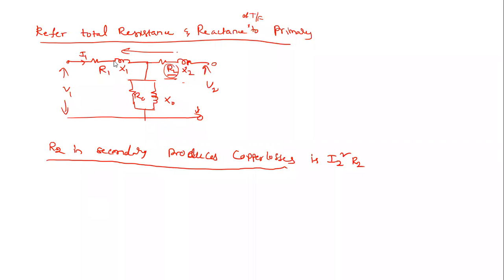This is I1. This is I2. This is a copper loss.